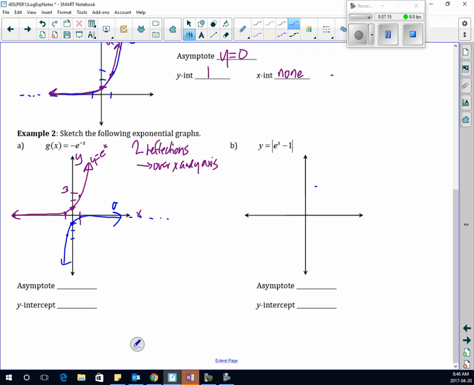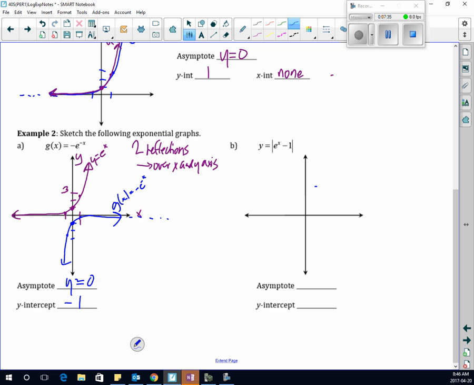So this is g of x. Yep. So what's my asymptote? Still y equals 0, yeah? And what's my y-intercept? -1. Perfect. Alrighty.